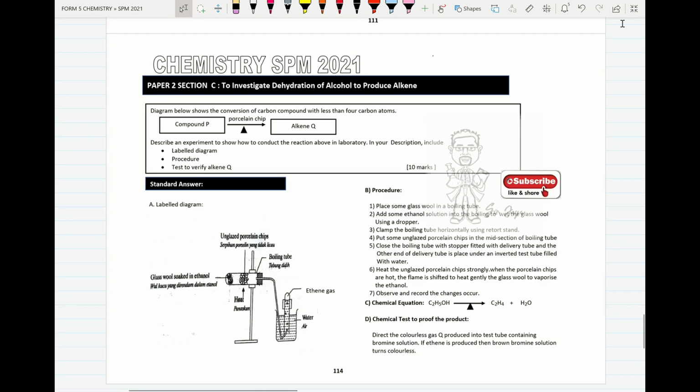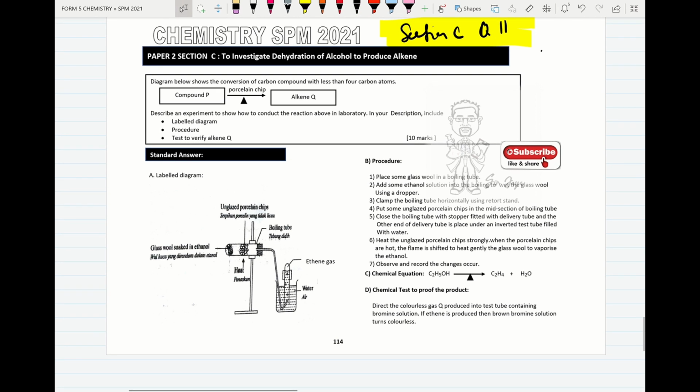Right, we move on to the last experiment in the chapter, question number 11 experiment. So this can come out in section C, question 11, dehydration of alcohol. So please remember dehydration of alcohol.